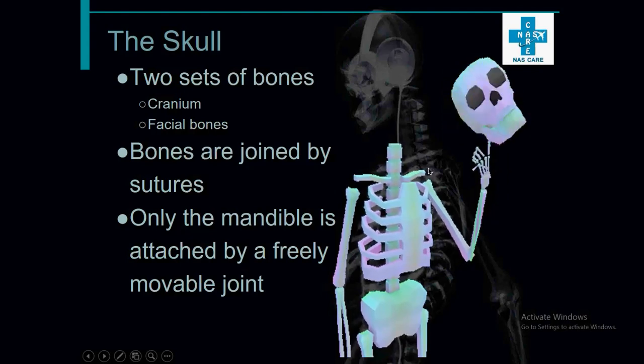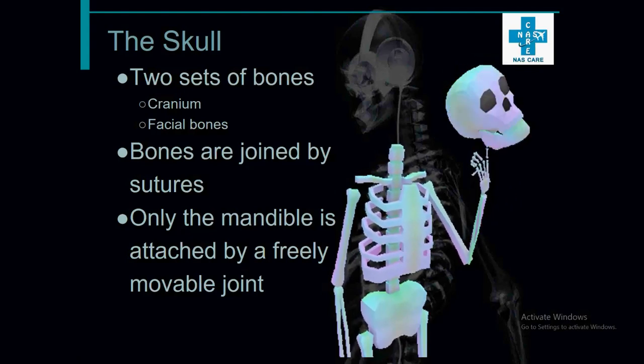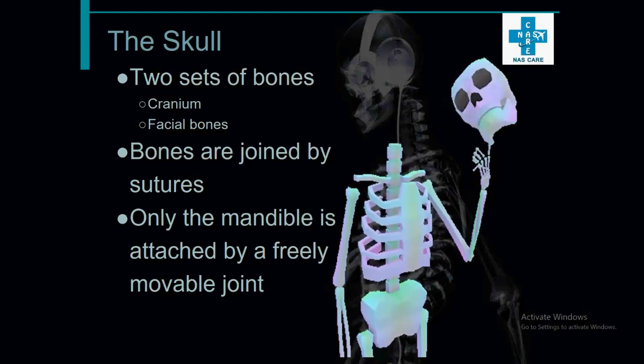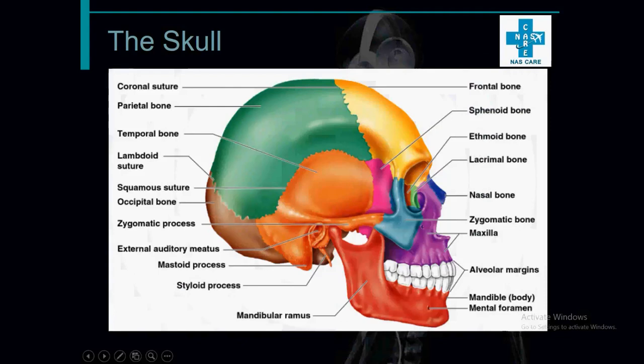Bones are joined by sutures. Only the mandible is attached by freely movable joints. Here we see the skull and also some sutures. We know all of us have four sutures: the coronal suture, lambdoid suture, squamous suture, and sagittal suture.